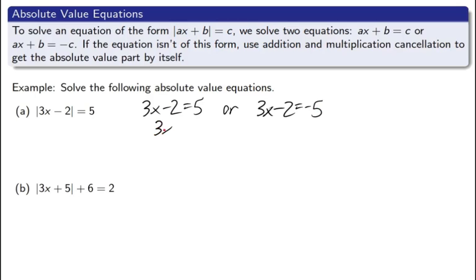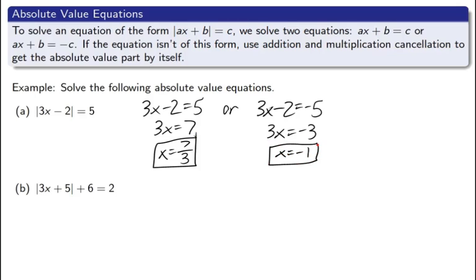So if I add 2 to both sides, I get 3x equals 7. And over here, I get 3x equals negative 3. If I divide by 3, I get x equals 7/3 as one solution. And the other one, I get x equals negative 1. Both of these values solve the equation. And if you didn't use the rule carefully and split it into two equations, you might not get both solutions. That's very important. Next example.